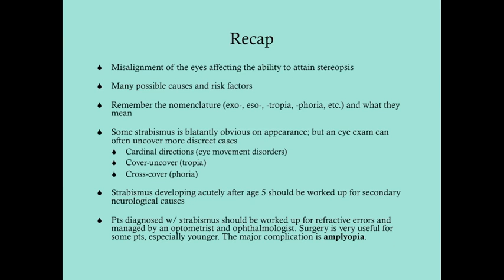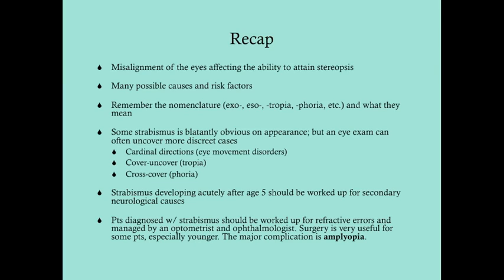So, recap: misalignment of the eye affecting the ability to obtain stereopsis, that is strabismus. There are many possible causes and many risk factors. Remember the nomenclature, esotropia, phoria, and what they mean. Some strabismus is blatantly obvious on appearance, but an eye exam can uncover more discrete cases. The cardinal directions of gaze will uncover eye movement disorders. The cover-uncover test will diagnose a tropia. The cross-cover test will diagnose a phoria.